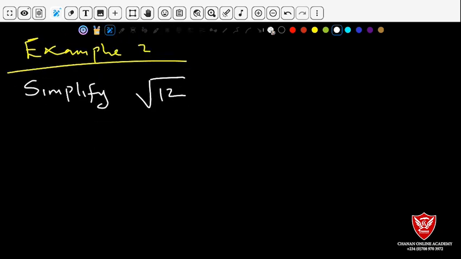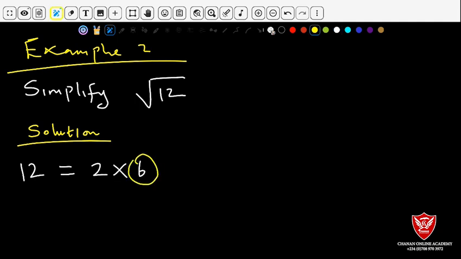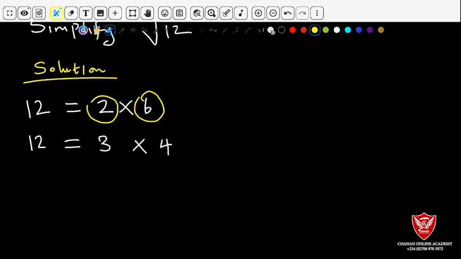Okay, so we're asked to simplify root 12. So we have to break 12 into two factors. Let's start from, let's say, 12. 12 can have 2 multiplied by 6. 6 doesn't have a perfect square, and 2 does not have a perfect square. So let's break it down again. So 12 is equal to 3 multiplied by 4. Now, if you see from this, 4 has a perfect square. So we are going to use these two factors to solve.